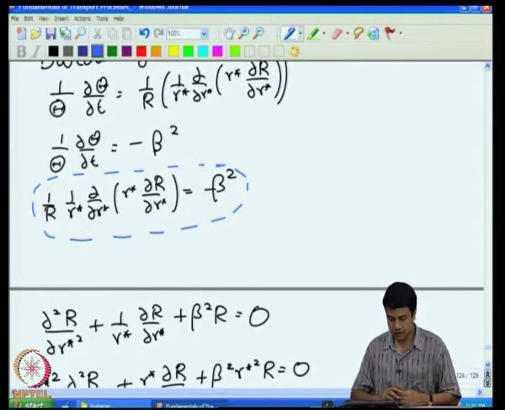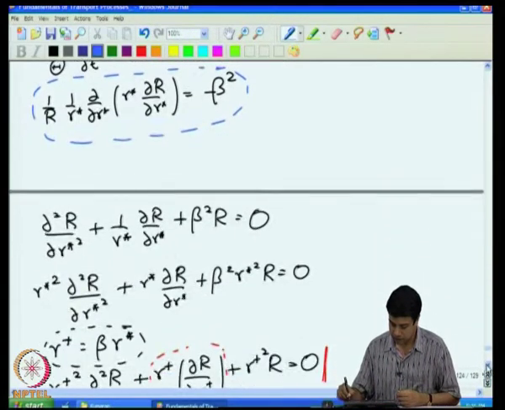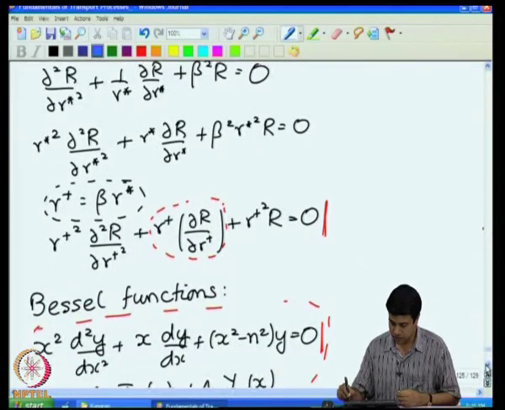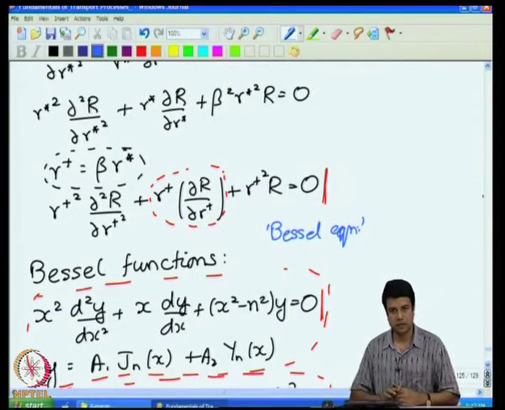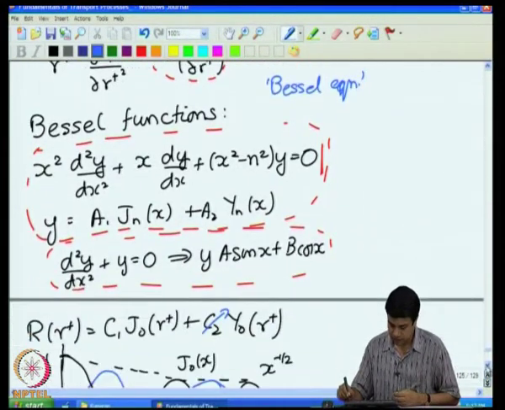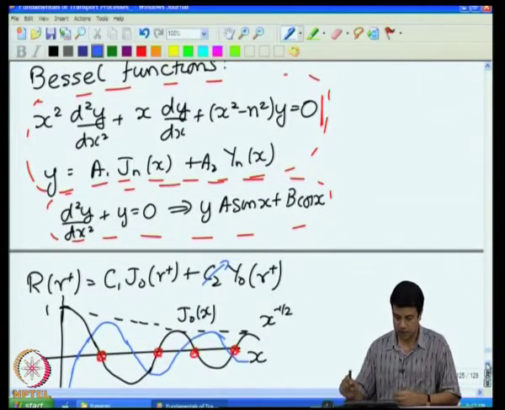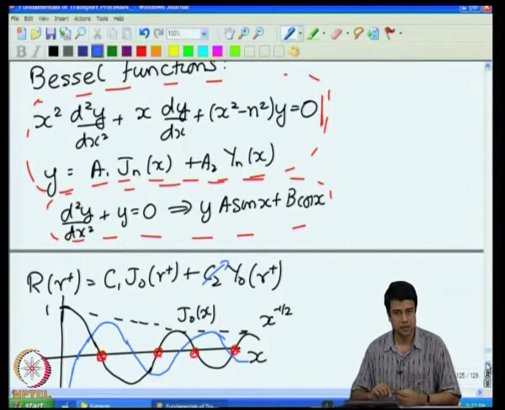And that negative constant was inserted into the equation for r, and we got a differential equation called a Bessel equation. The solutions of these are Bessel functions J n and Y n. In this particular case, n is equal to 0. So, the solutions are C1 J naught of beta times r and C2 Y naught of beta times r. As I told you, these are similar to the sine and cosine functions. They are also oscillatory in nature, but they decay as x to the power minus half as the argument becomes large.